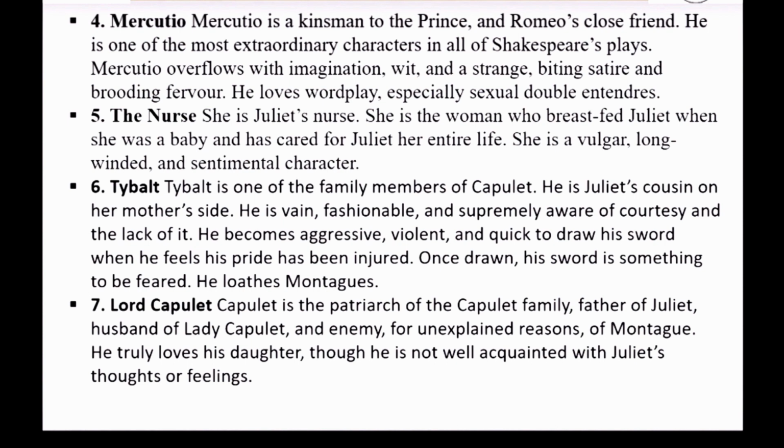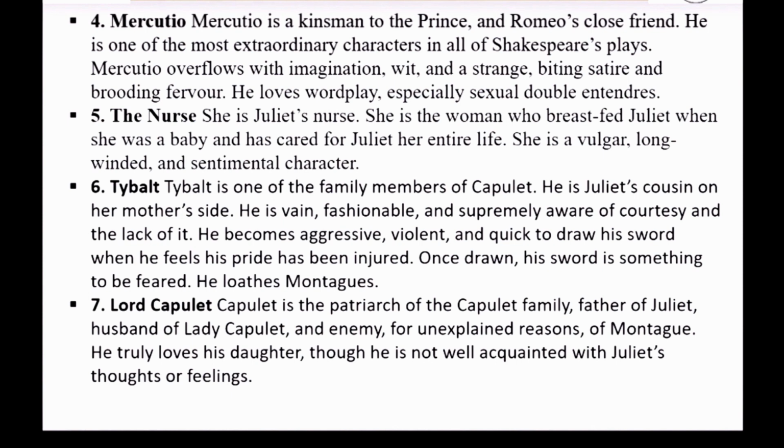Then, sixth, we have Tybalt. Tybalt is one of the family members of Capulet. He is Juliet's cousin on her mother's side. He is vain, fashionable, and supremely aware of courtesy and the lack of it. He becomes aggressive, violent, and quick to draw his sword when he feels his pride has been injured. Once drawn, his sword is something to be feared. He loathes Montagues. Then seventh we have Lord Capulet.